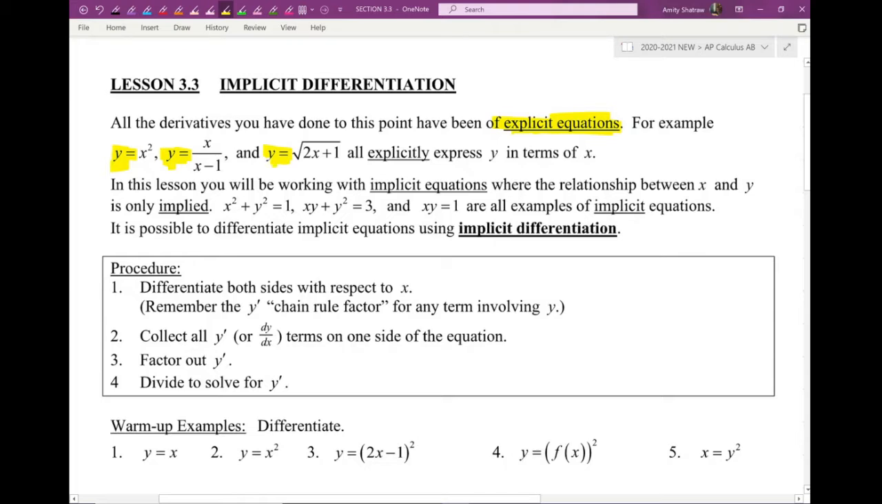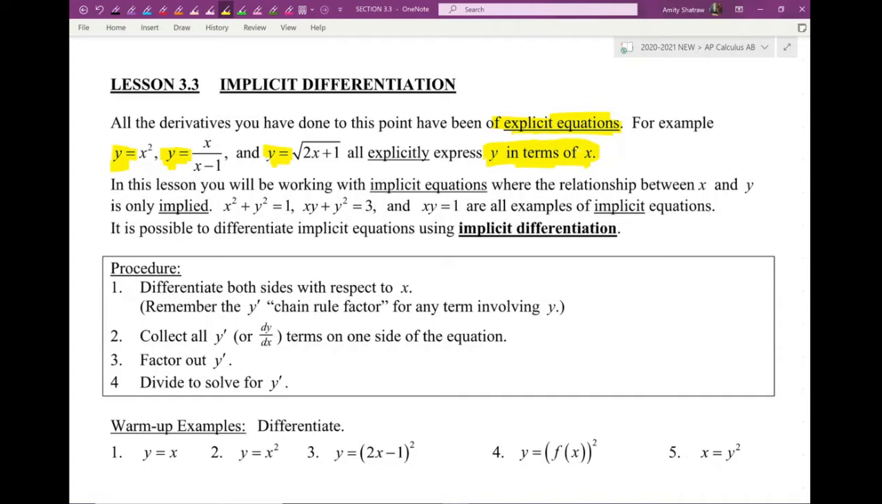Now, the words I'm going to highlight right here are very important: those functions all explicitly express y in terms of x. We have used other variables in class, such as t or theta, and if we had those variables in our equations, we would say that it expresses that function explicitly in terms of t or in terms of theta. So x just happens to be the variable that we're talking about right now.